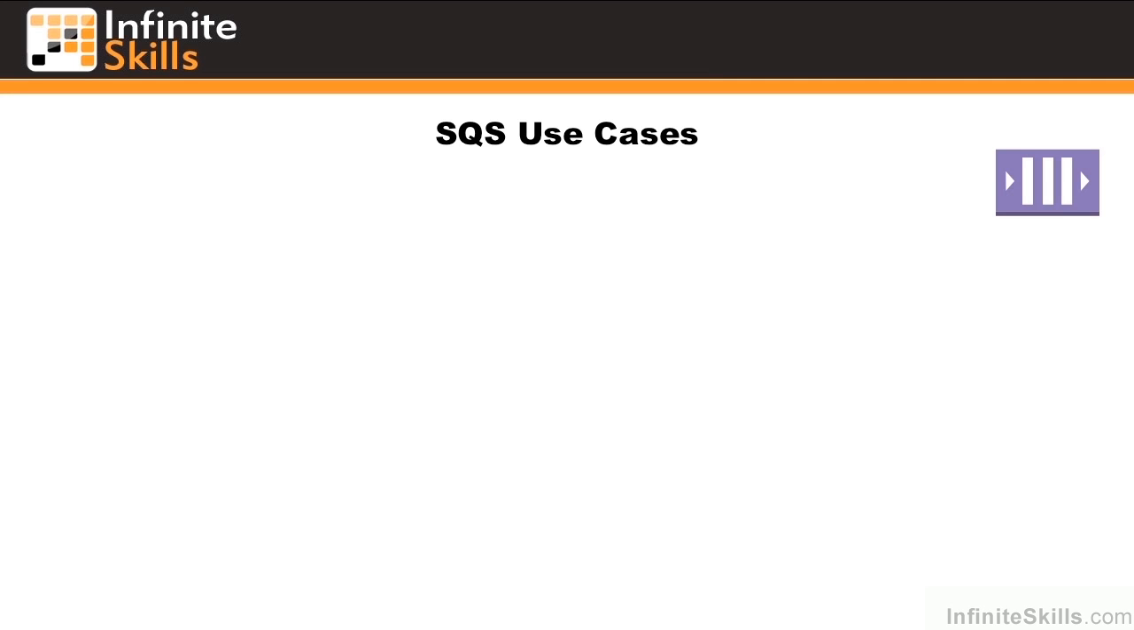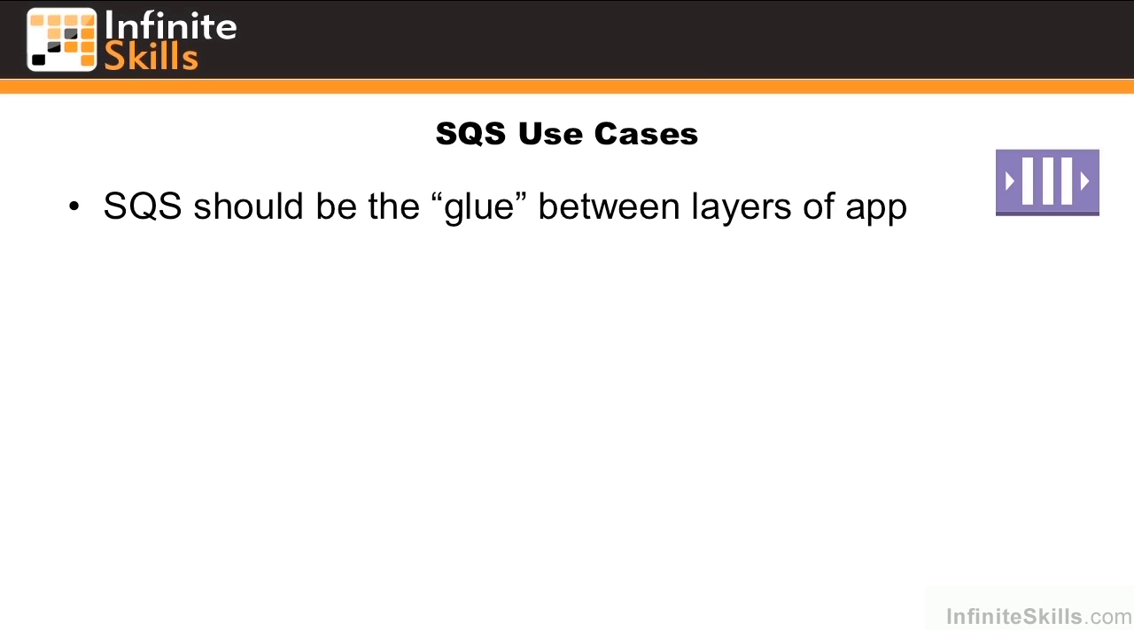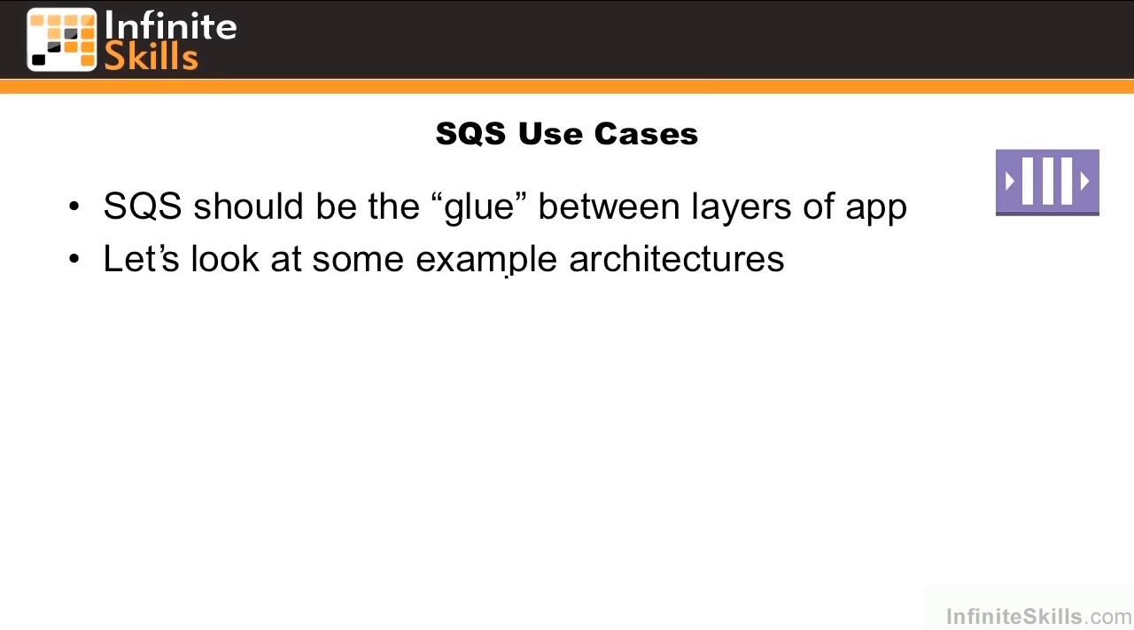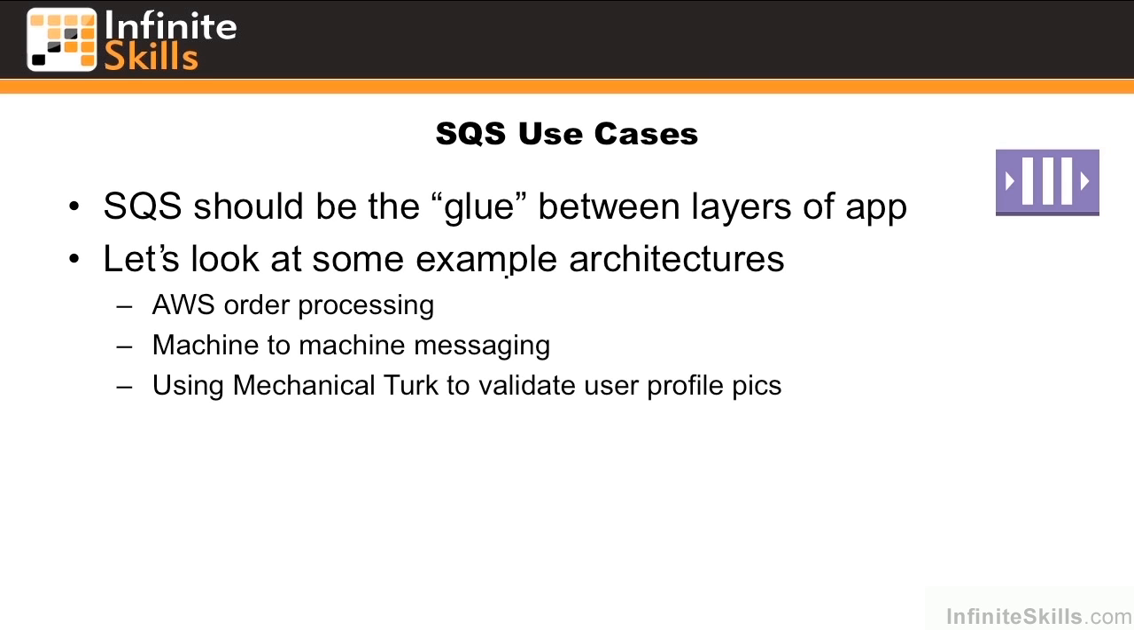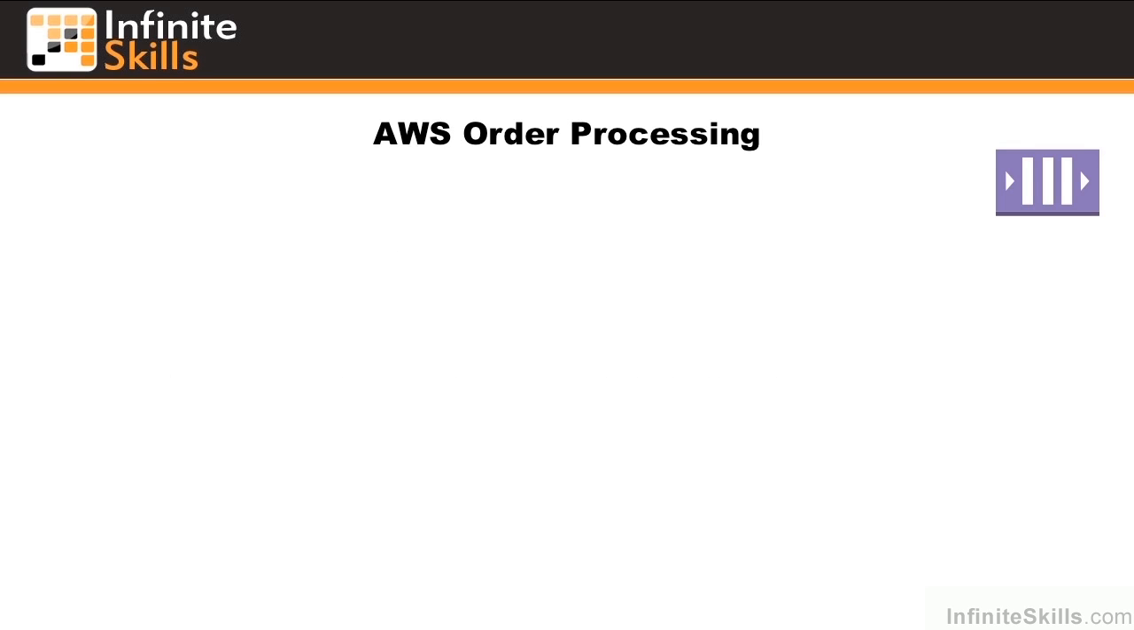In this brief lesson, we're going to look at some SQS use cases. SQS should be the glue between the layers of your application. We'll look at some example architectures, such as AWS order processing, machine-to-machine messaging, and using Mechanical Turk to validate user profile pics.